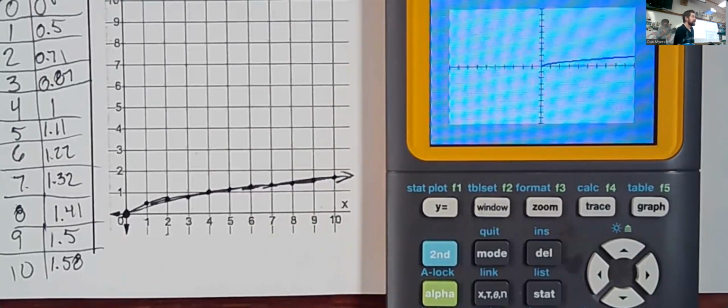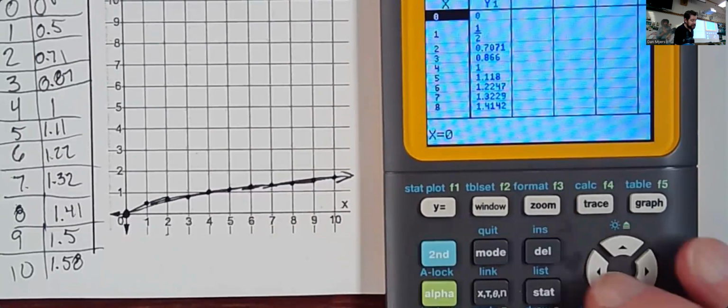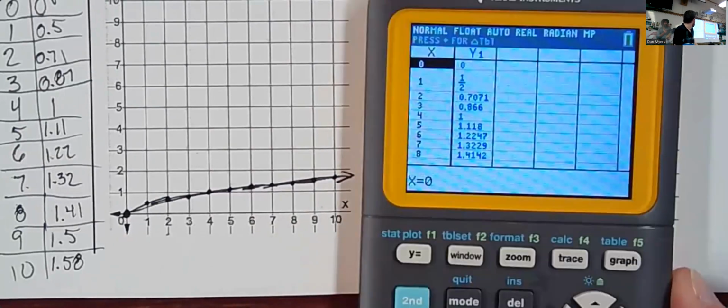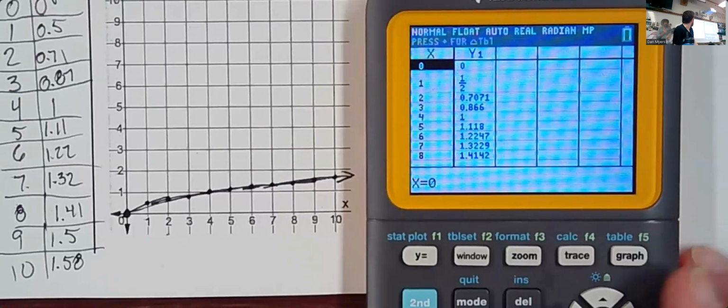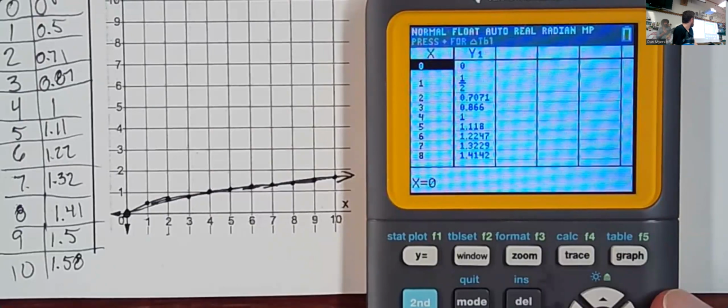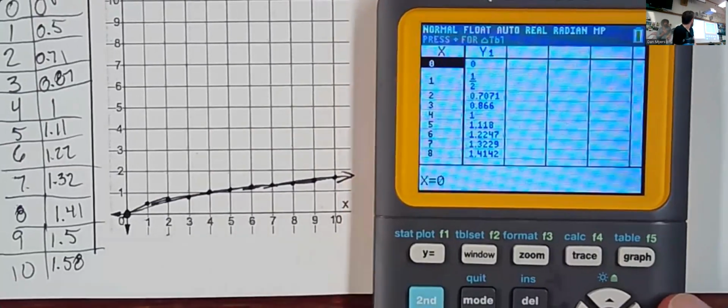In fact, we could get our table of values from the table that's on the calculator here. We went 0 through 10, and so if you look over here, those are the values that we had. 0, 0, 1, 1/2, 2, 0.71, 3, 0.87, 4, 1, 5, 1.11, and so forth. So all those points there are exactly what we figured out here.